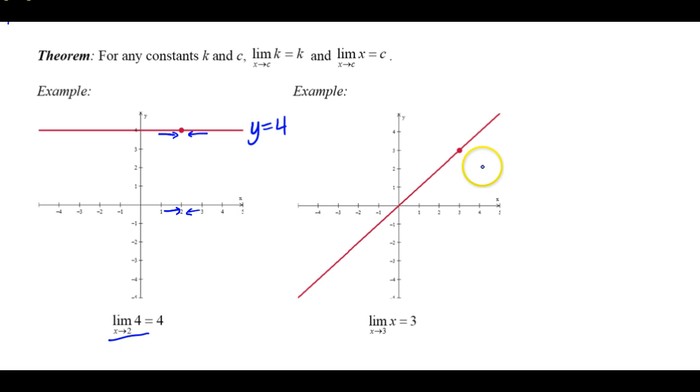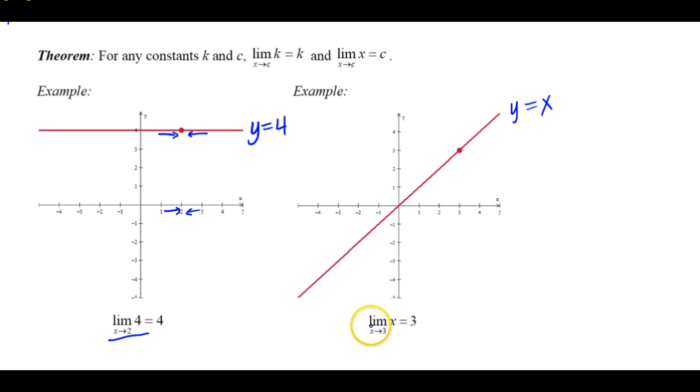And the second example corresponds to the limit as x approaches some number c of x equals c. So x is a function that we should recognize. y equals x is the identity function. It's called the identity function because whenever you plug in something for x, you get out that exact same number for y. So you plug in 1, you get out 1. You plug in 2 for x, you get out 2 for y, etc.